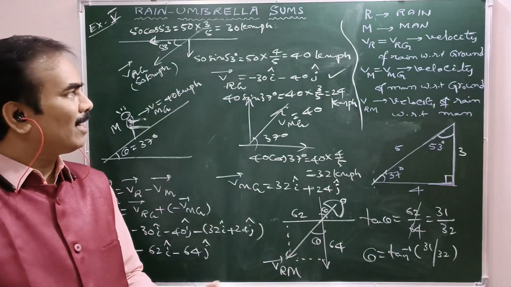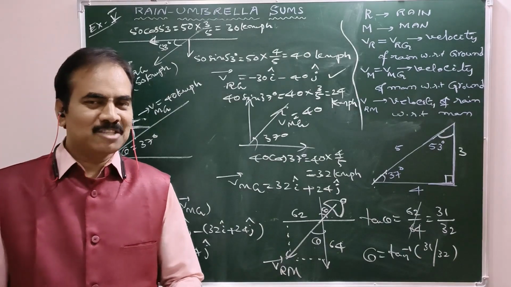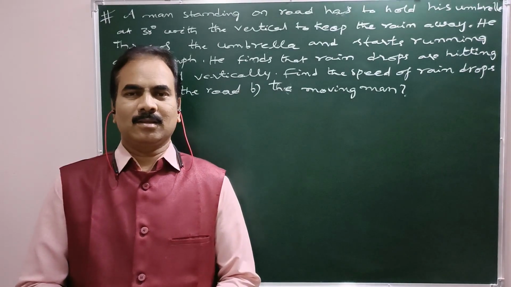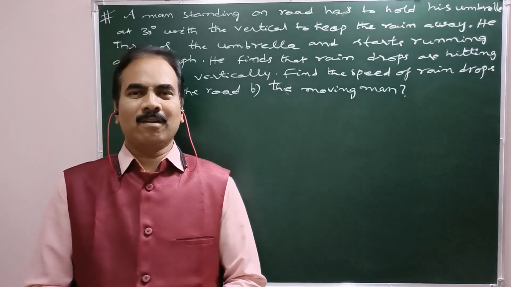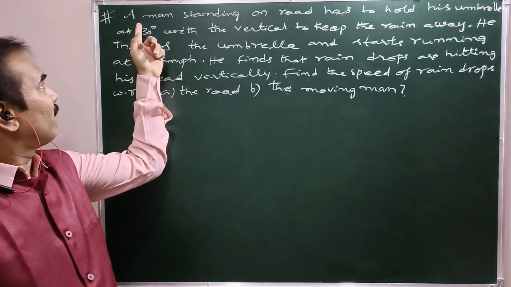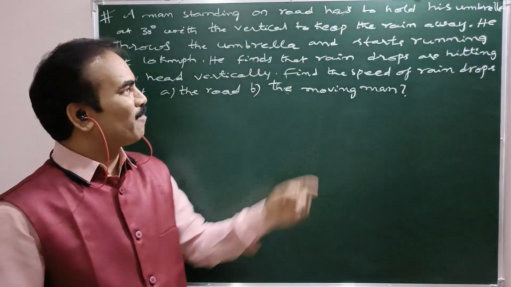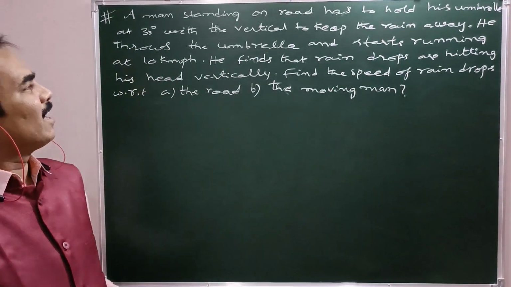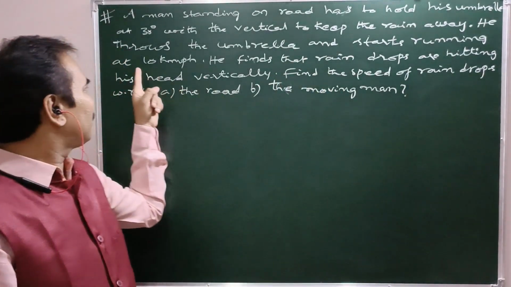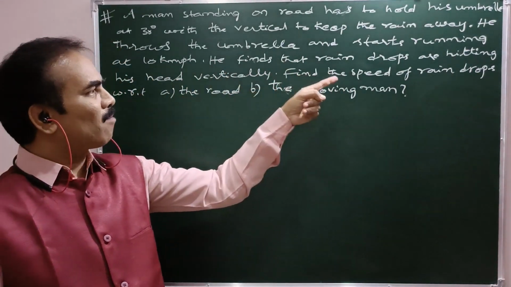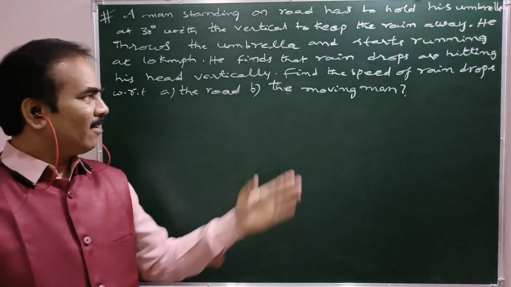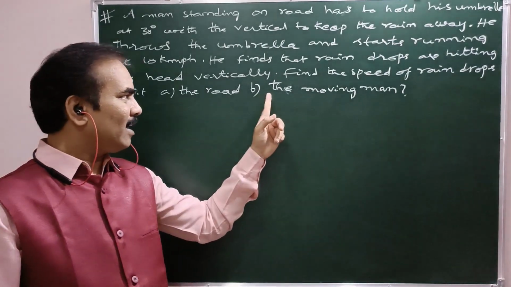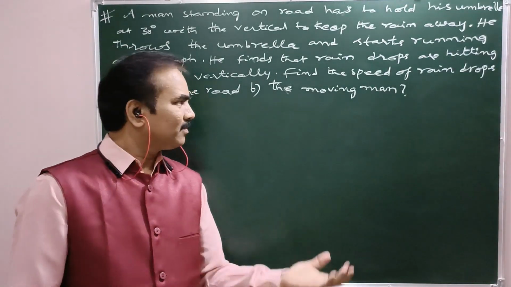Okay. Now let us see some best examples. Let's move on to discuss two wonderful sums. Here, the first question: a man standing on road has to hold his umbrella at 30 degrees with the vertical to keep the rain away. He throws the umbrella and starts running at 10 km/h. He finds that raindrops are hitting his head vertically. Find the speed of raindrops with respect to the road, means with respect to the ground, and second, with respect to the moving man.